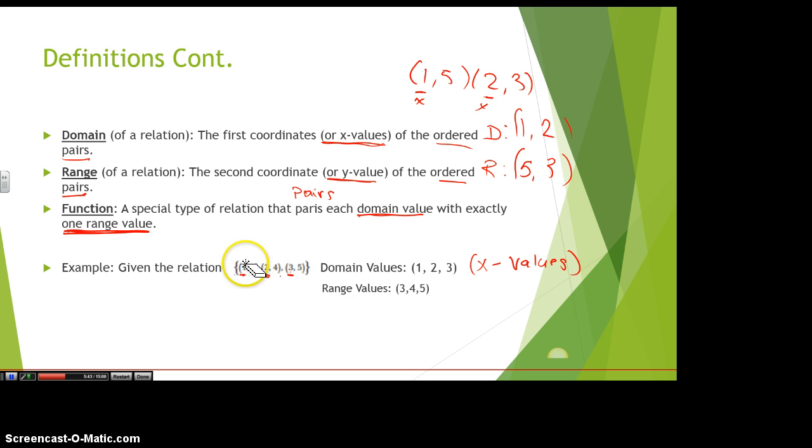Now we need to look at our range values. Again, the range values represent the y values in an ordered pair. So my range would be 3, 4, and 5. Now look at this. We have one x value to one y value. This example here would be a function.